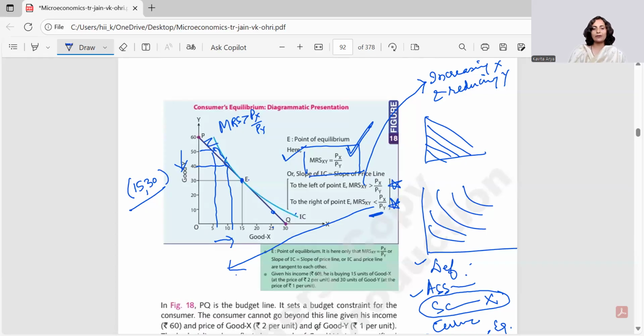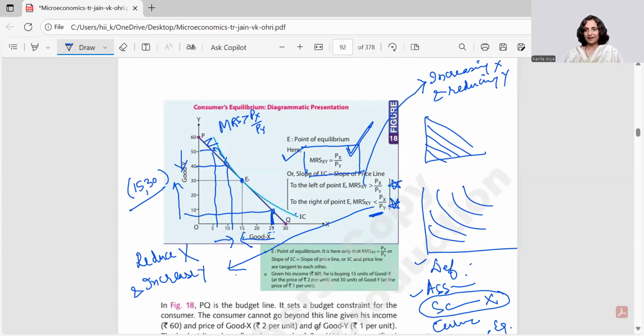The only thing required on your part is to say he should reduce x and increase the consumption of y. When he is here somewhere, he should go from 25 to 15, and meanwhile from 10 to 30 he will attain. So he should reduce x and he should increase y to attain this situation of consumer equilibrium, right?